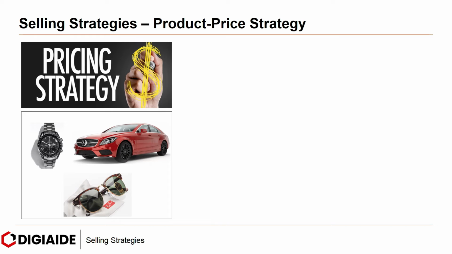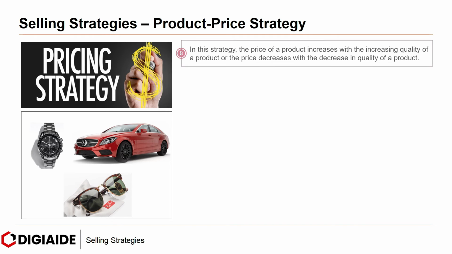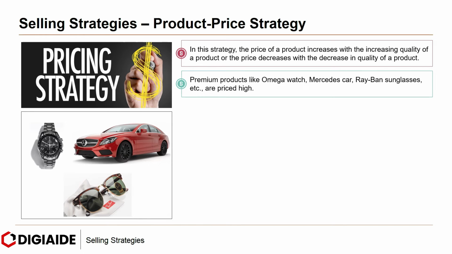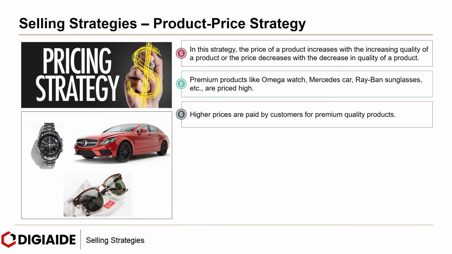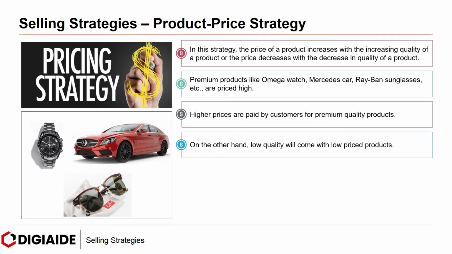Moving on to the next one, product price strategy. In this strategy, the price of a product increases with the increasing quality of a product, or the price decreases with the decrease in quality of a product. Products like Omega watch, Mercedes car, Ray-Ban sunglasses are priced high. Higher prices are paid by customers for premium quality products. On the other hand, low quality will come with low price products.